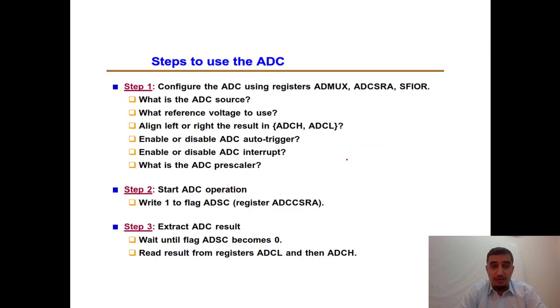Now, the steps to use the analog to digital converter. First of all, we need to configure the analog to digital converter using the analog to digital mux, the analog to digital control and status register A, and the special function input output register. So, a few questions we need to ask. What is the source of the analog to digital converter? What reference voltage is used? How are the outputs aligned, left or right? Enable or disable the auto trigger. Enable or disable the interrupt. What is the analog to digital converter prescaler? Then the next step is to start conversion, and the final step is to extract our output.